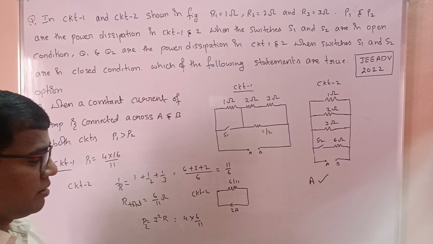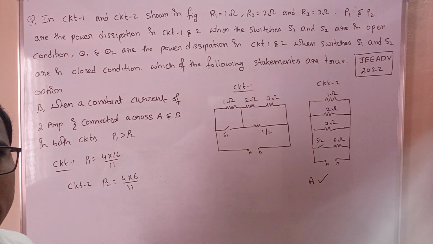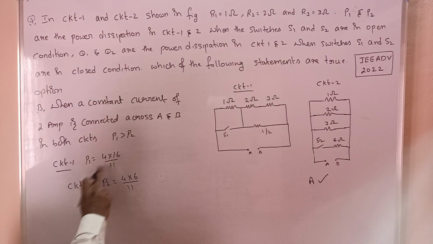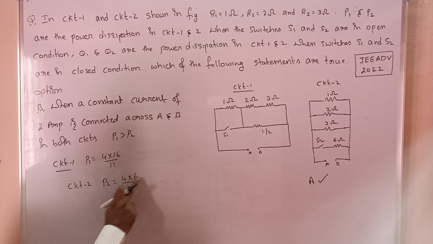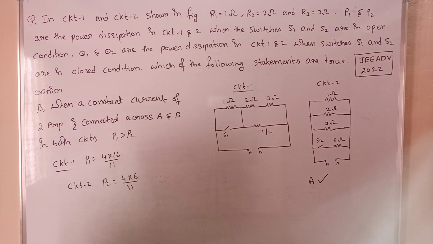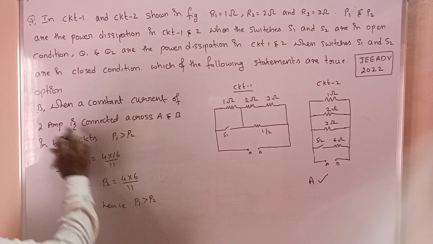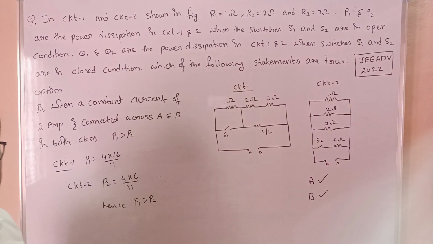From that you can easily conclude, right? First I will write here and after that we will discuss. See here, when 2 amperes of current is flowing, in circuit 1 the power is 4 into 16 by 11, and in circuit 2 it is 4 into 6 by 11. So clearly P1 is greater than P2. So option B is also correct.